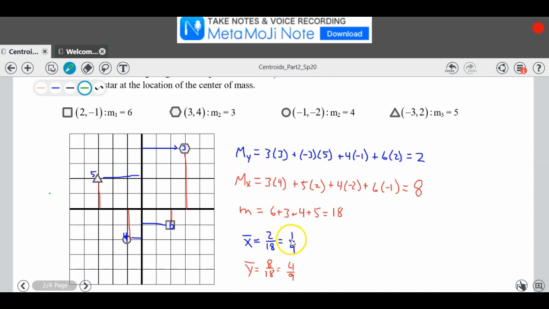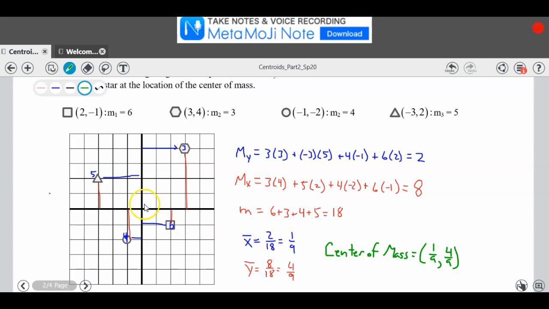So the x bar, changed it to blue to match up with the calculation we did up here. We got 2 over 18. Again, these were x directions, so reduces to 1/9. The y bar, we got 8 over 18. Again, y directions, even though it's called mx, y directions, which gives us 4/9. So center of mass is going to be just that coordinate right there. So we got 1/9, 4/9.